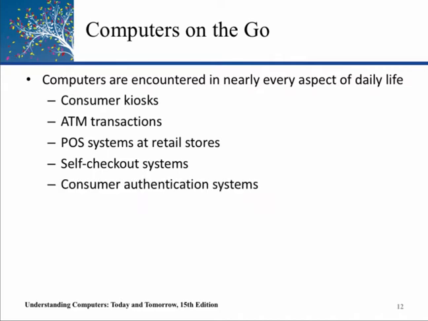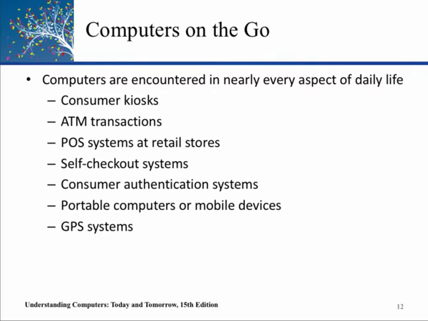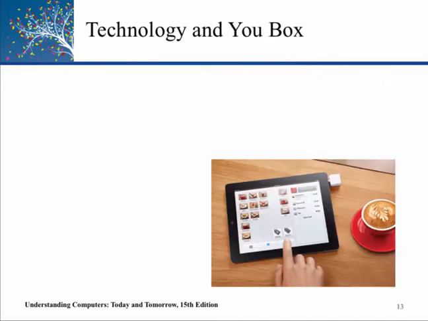And then finally, there are those authentication systems that we talked about, and the portable computers and mobile devices in our pockets. And these devices help us navigate around, communicate with GPS systems, which are also driven by computers. So when we think about it, let's think about the technology box, the U box.